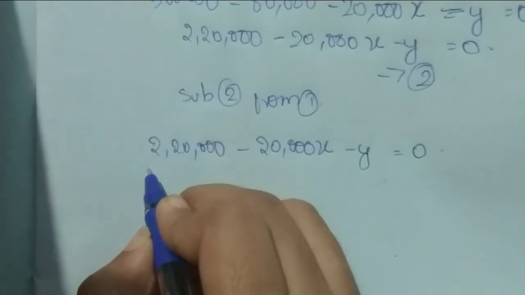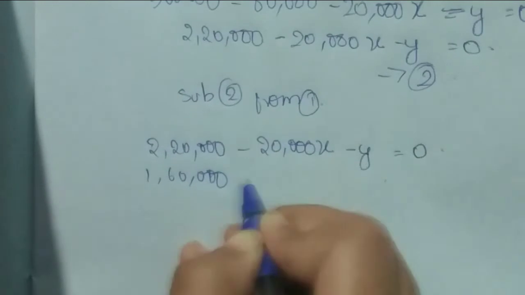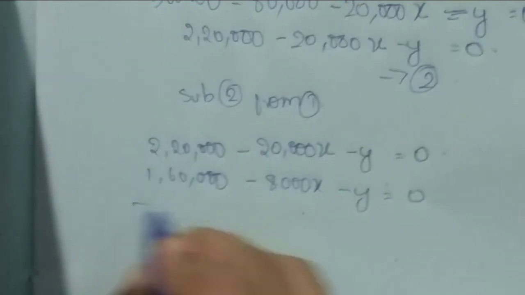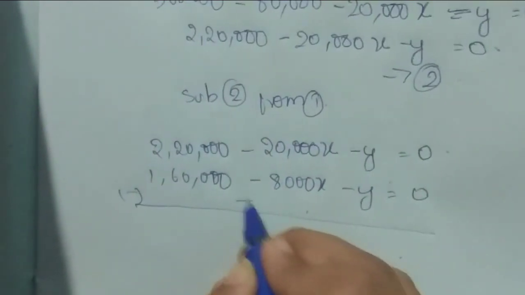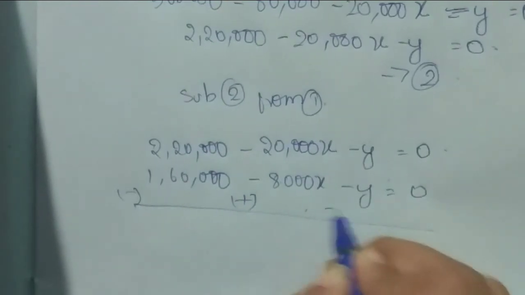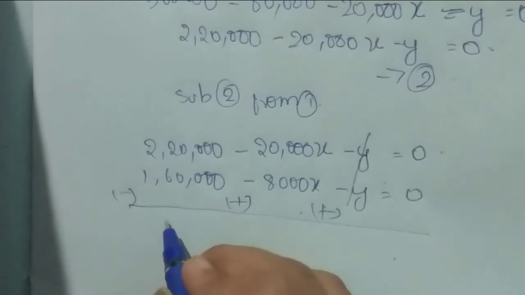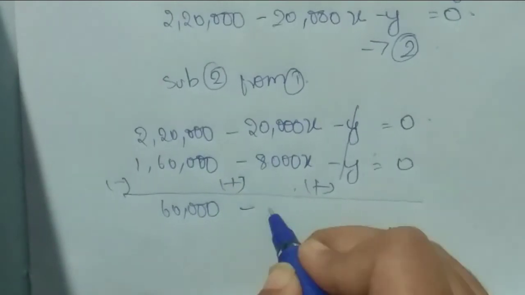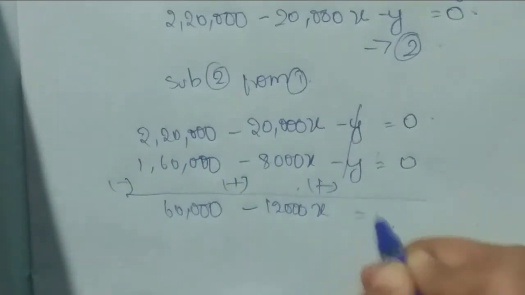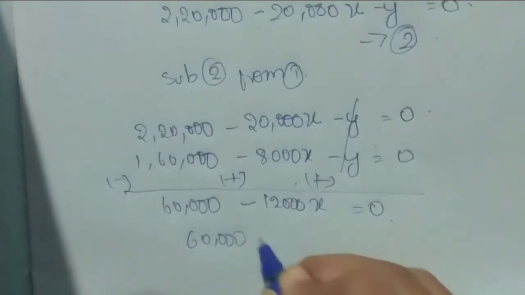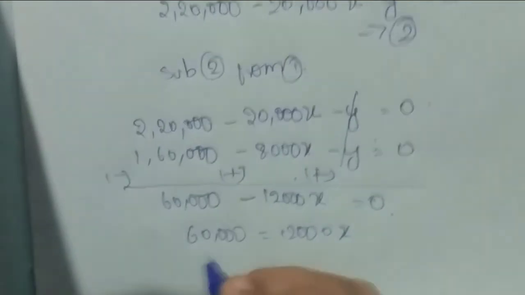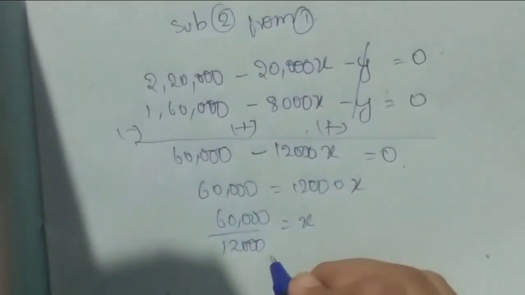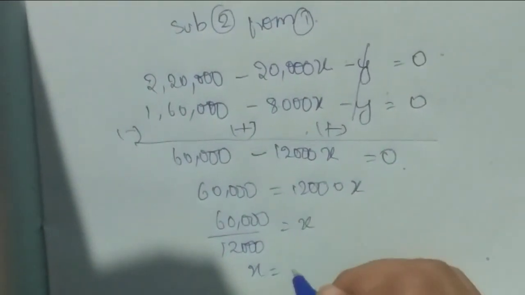Another equation, 1,60,000 minus 8,000x minus y is equal to 0. Now change the sign because we are doing simultaneous equations. Change the sign, so this will get cancelled. So what we get here is 60,000 minus 12,000x is equal to 0. So 60,000 is equal to 12,000x. 60,000 divided by 12,000 is equal to x. So x is equal to 5, since 12 fives are 60. X is equal to 5.